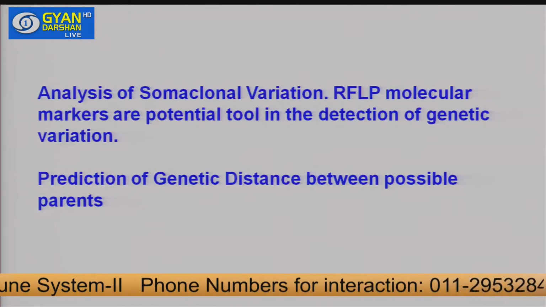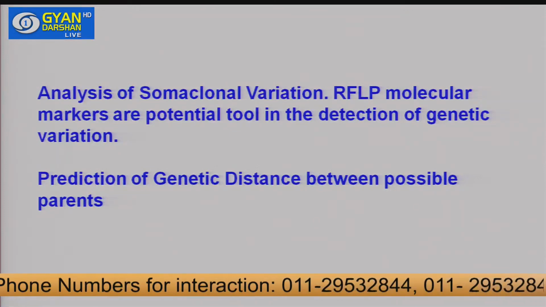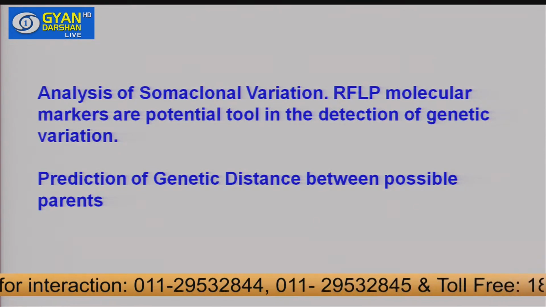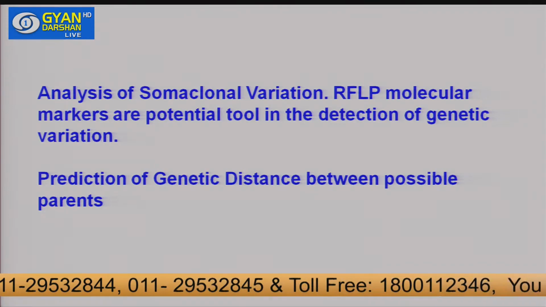Some of the somaclonal variations can be very useful. In fact, many desirable economic traits that we have got have come directly from somaclonal variation. But sometimes they might be detrimental and might lead to plant death. So it depends. For these somaclonal variations, you can use RFLP molecular markers for detection of this genetic variation and prediction of genetic distance between possible parents. How close the parents are can also be predicted through RFLP.